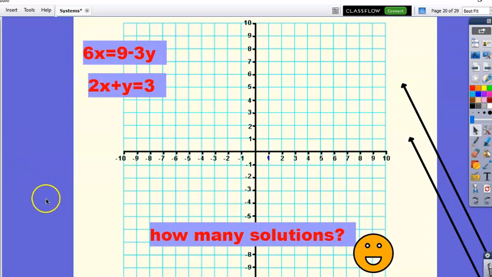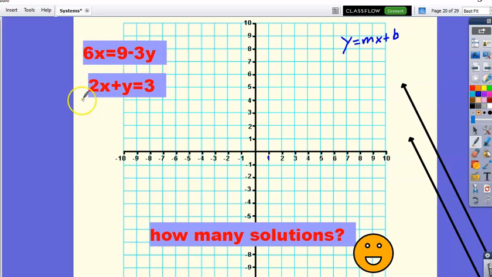Now, let's look at some special situations here. If I were given 6x equals 9 minus 3y and 2x plus y equals 3, I've got two equations and I want to graph them. First of all, it's really hard to graph something if it's not in slope-intercept form. It would be nice if it was in y equals mx plus b. Well, sometimes that's not always easy to put into that format.